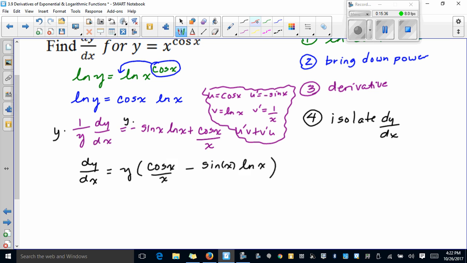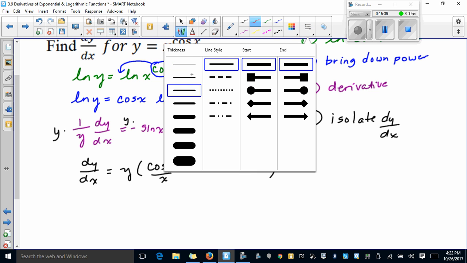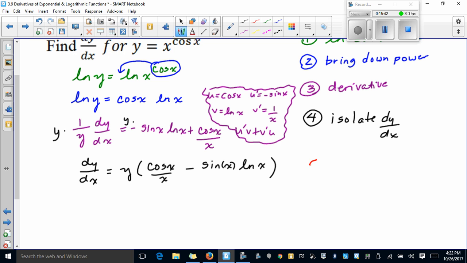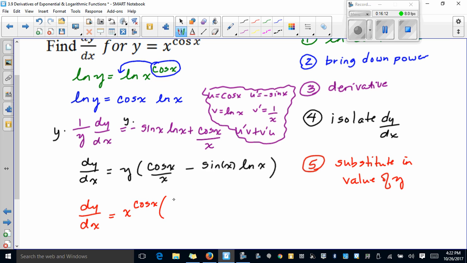Step 5, substitute back your value of y. We know what y is. Y equals x cosine of x. So my derivative in the end is dy dx equals the y, which is x to the cosine of x power, times cosine of x over x minus sine of x natural log of x. And there's our derivative.